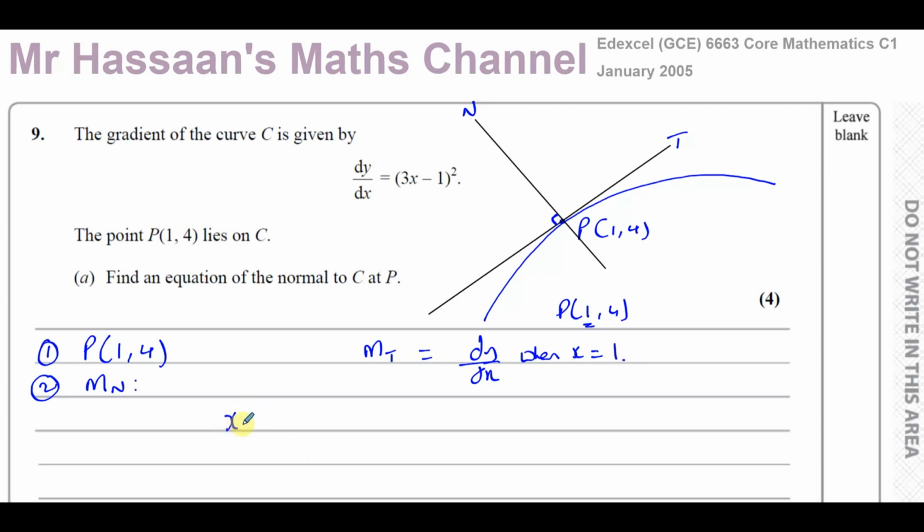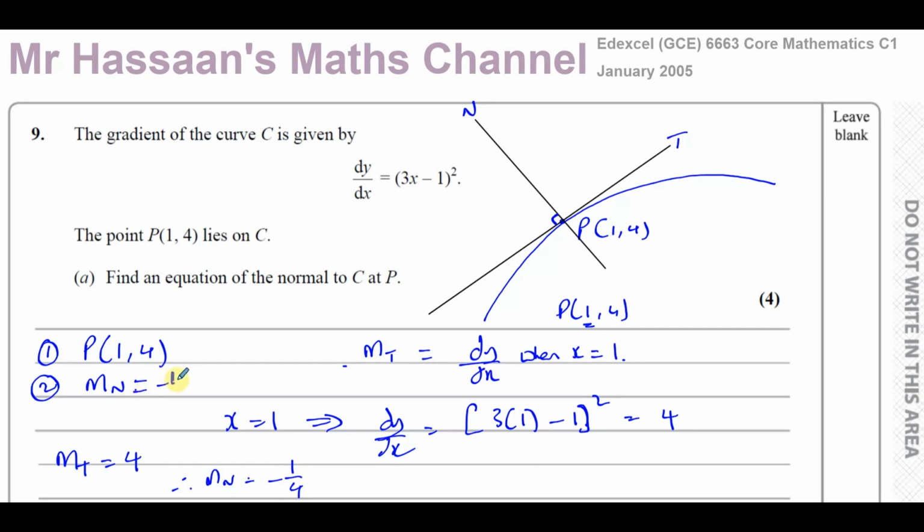So let's put x equals 1 into dy/dx, and that will give us the gradient of the tangent at P. So dy/dx is equal to (3 times 1 minus 1) squared. That's 3 minus 1, which is 2, and 2 squared is 4. So the gradient of the tangent is equal to 4. Therefore, the gradient of the normal is the negative reciprocal. So 4 is like 4 over 1. Turn it upside down and change its sign. So the gradient of the normal is equal to -1/4.